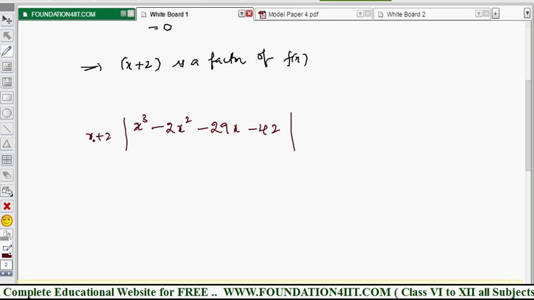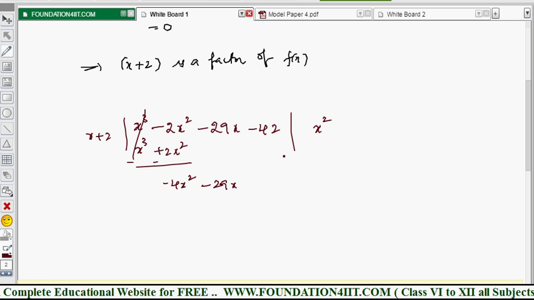Now we know the division. x into x square is x cube. So write x square here. Take the x square and multiply this total. That is x cube plus 2x square. Subtract this. Change the sign, minus minus get cancelled. Minus 2x square minus 2x square is minus 4x square, and next take one term, minus 29x. Now the first term is x, and it is minus 4x square.